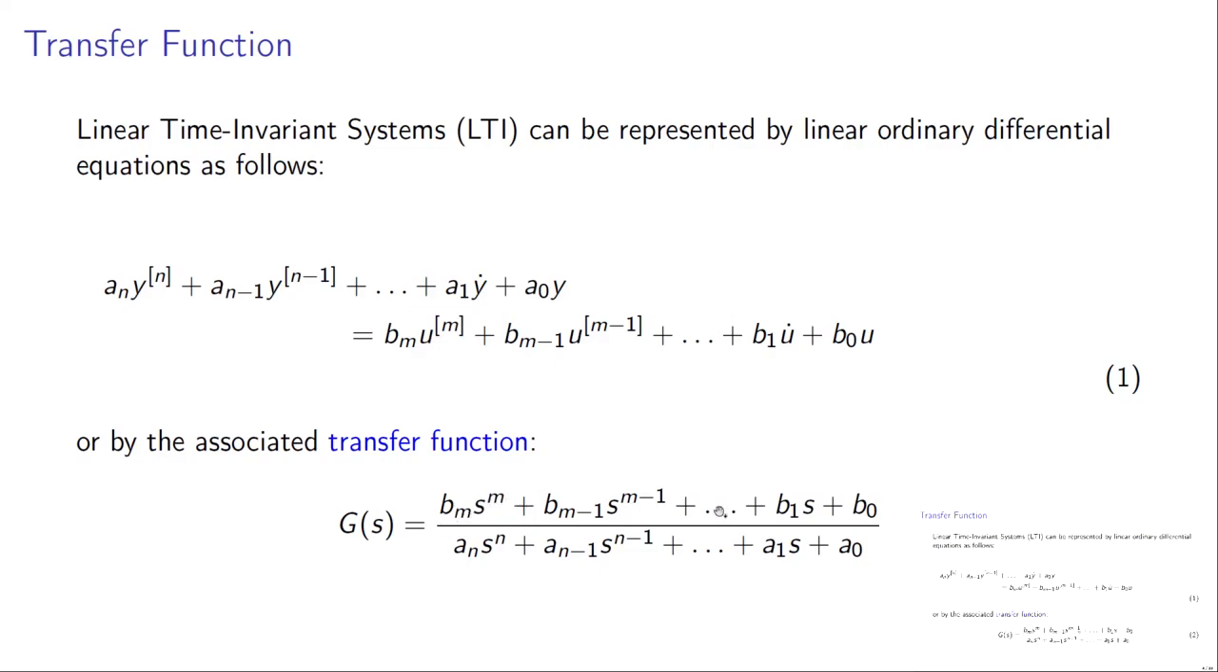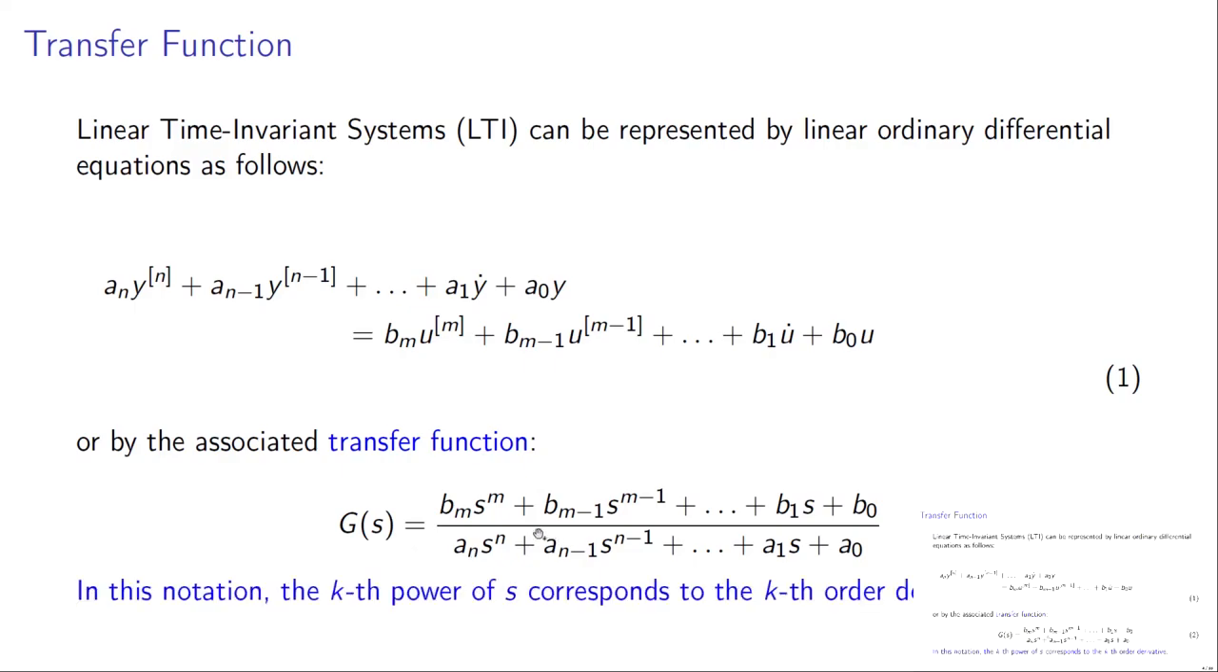So this numerator is associated with the derivatives of the control input u, and the denominator is associated with the derivatives of the output y. So G of s is equal to Y divided by U. Okay, we're going to see this in the next few slides. So in this notation, the k power of s corresponds to the k order derivative.